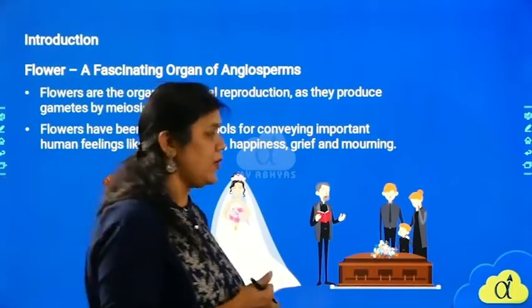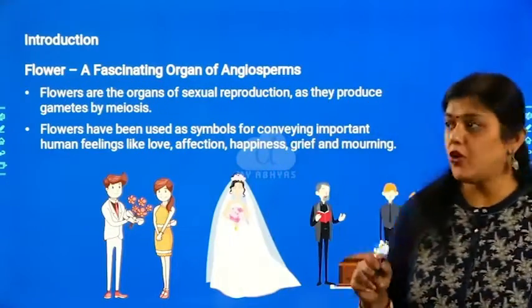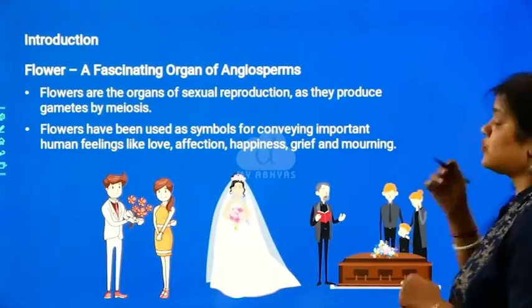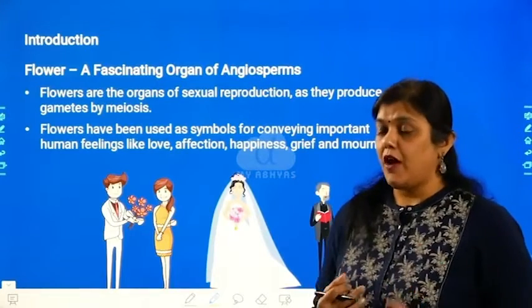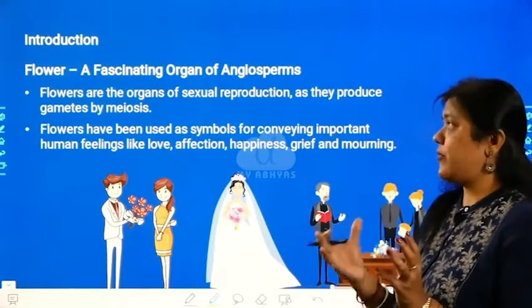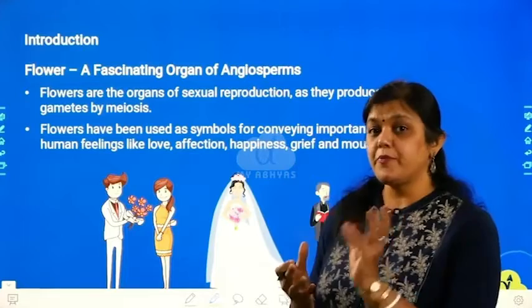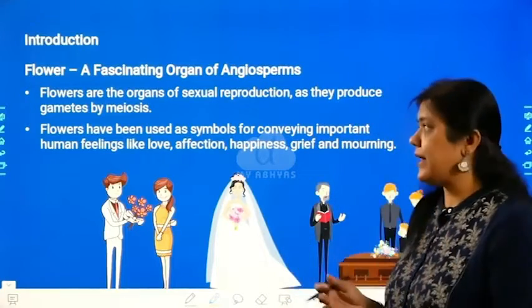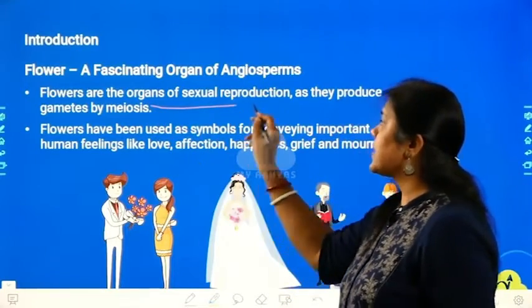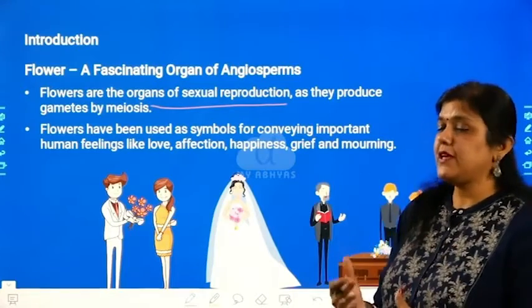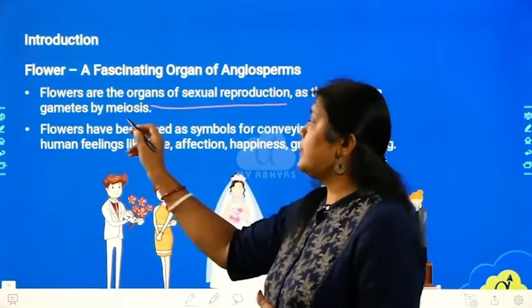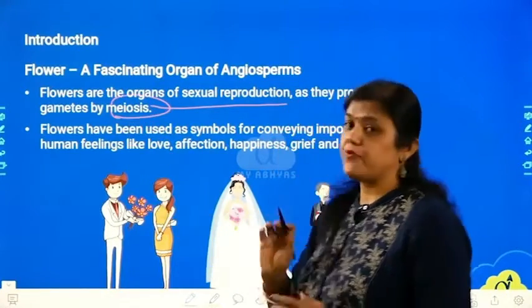But remember one thing over here, that a flower is not produced to entertain us. It is not for our usage. A flower is an organ of a plant. It is a sexual reproduction organ of a plant. So flowers are the organs of sexual reproduction. And how do they reproduce? They reproduce by forming gametes by the process of meiosis.